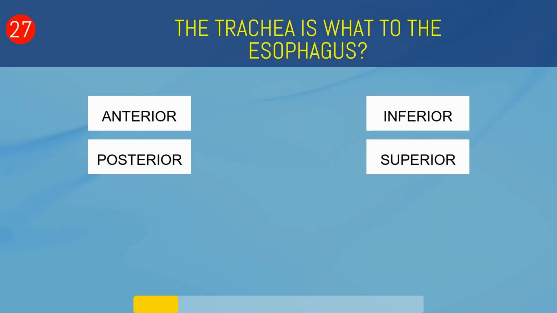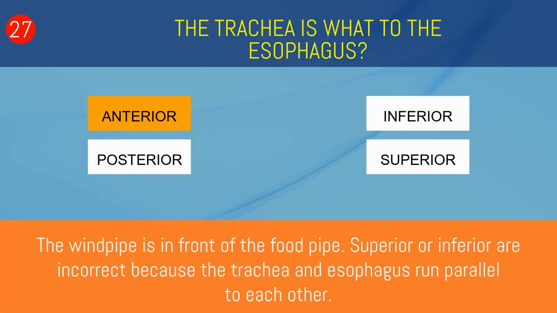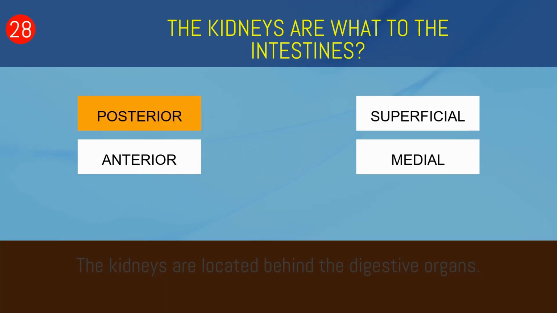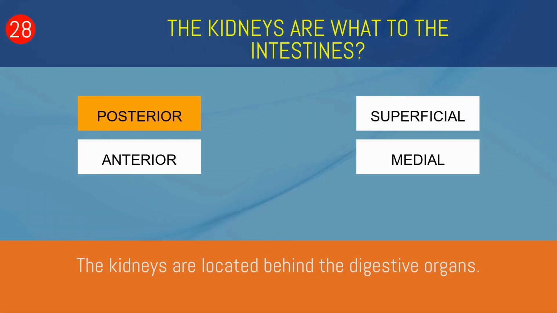The trachea is what to the esophagus? Anterior, posterior, inferior, or superior? Anterior. The windpipe is in front of the food pipe. Superior or inferior are incorrect because the trachea and esophagus run parallel to each other. The kidneys are what to the intestines? Posterior, anterior, superficial, or medial? Posterior. The kidneys are located behind the digestive organs.